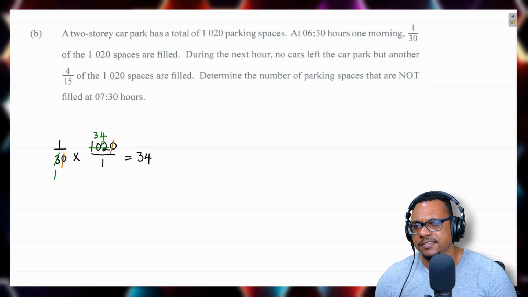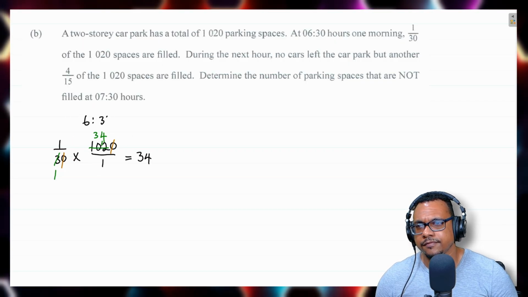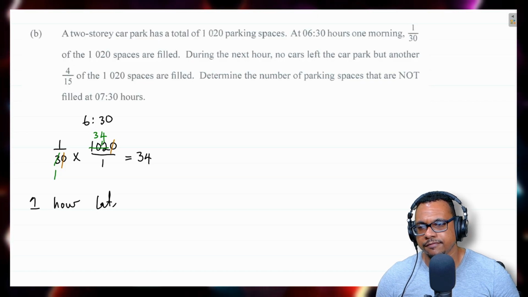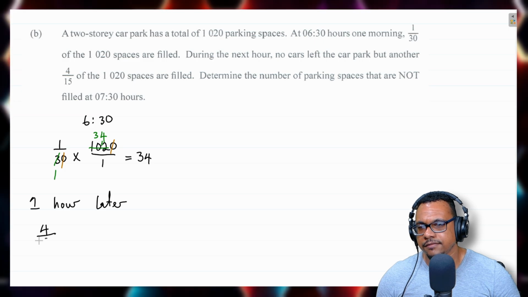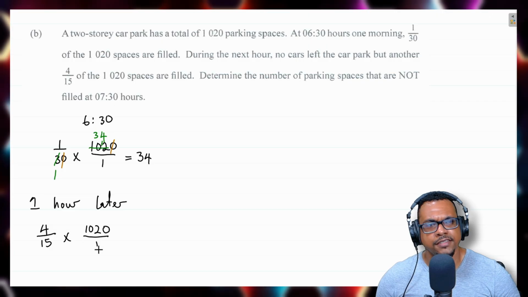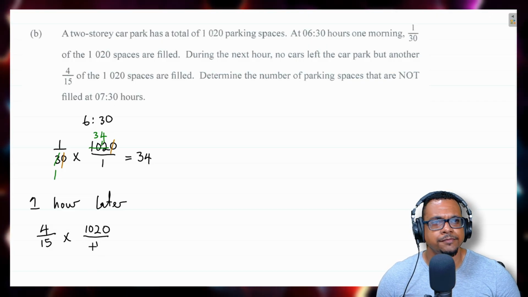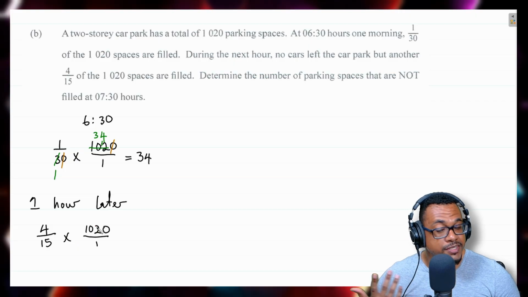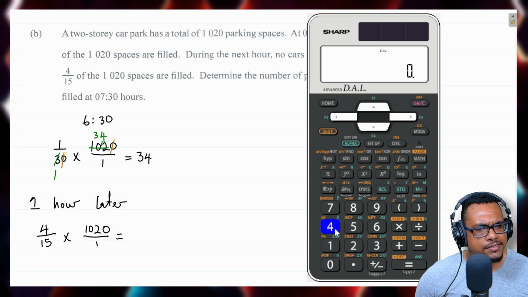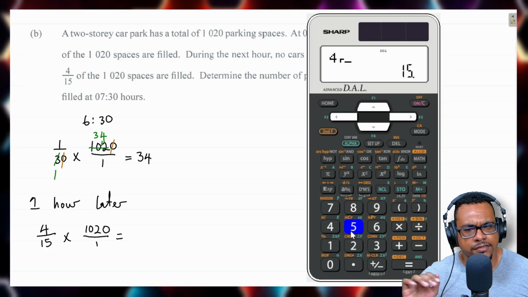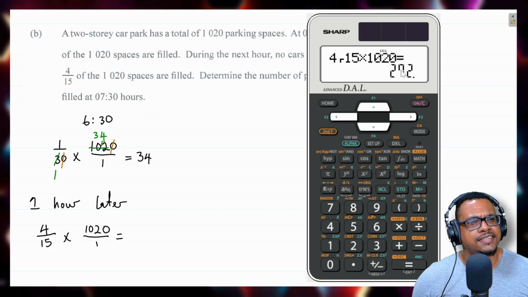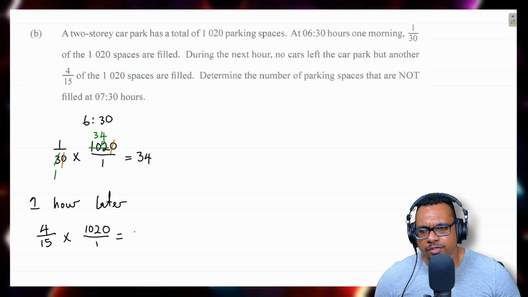So this here is for 6:30. And 1 hour later, we have 4/15 of the 1,020 spaces are filled. Well, a further 4/15. And again, we could cancel and work this out, or we could just use the calculator. So I put equal to, and using the calculator, 4, press the fraction button, over 15, multiply by 1,020, and we get 272. So I'll come here and put 272.